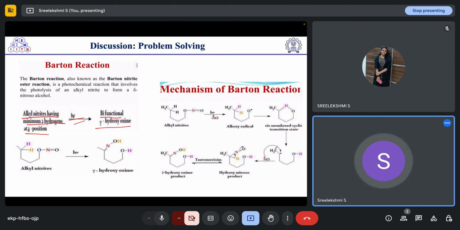And this radical will combine with the NO radical which had already left, and then this hydroxy nitroso product can tautomerize to form this gamma-hydroxy oxime product. So this reaction is known as the Barton reaction.